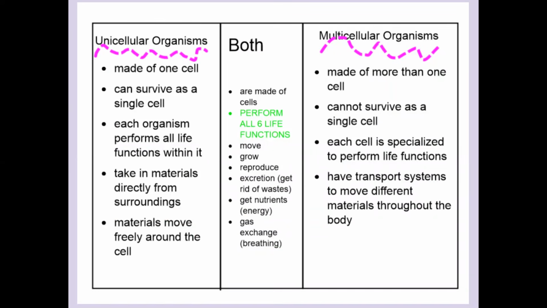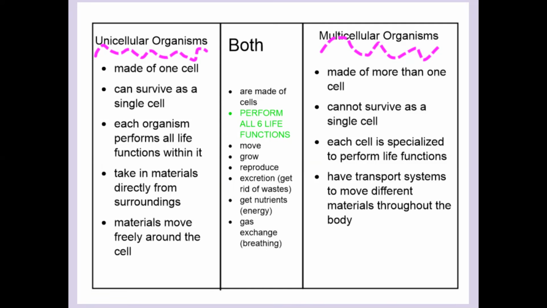Looking at this chart, again, kind of like a Venn diagram, unicellular on the left, multicellular on the right. Unicellular, made of one cell, they can survive as a single cell. Each unicellular organism performs all the life functions within it. Those unicellular organisms take in the materials directly from their surroundings, and those materials move freely around in the cell.